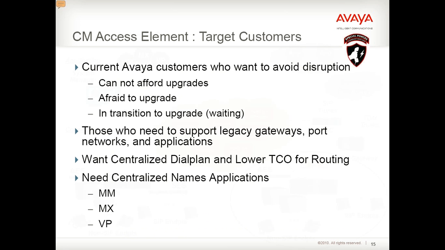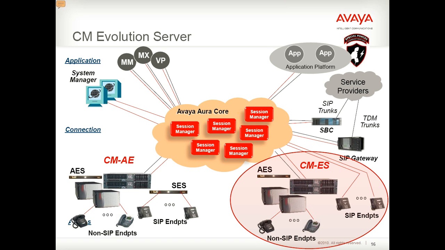So kind of the next building block. If we picture this building block approach as block 1, block 2, block 3, block 2 is we're going to talk about the evolution server. You can see it here on the architectural diagram, and you'll notice that it looks fairly similar to the access element. If you notice on the bottom right, the SIP endpoints, they're no longer registering to the SES. They're registering directly into the session manager. And that's one of the major differences here.